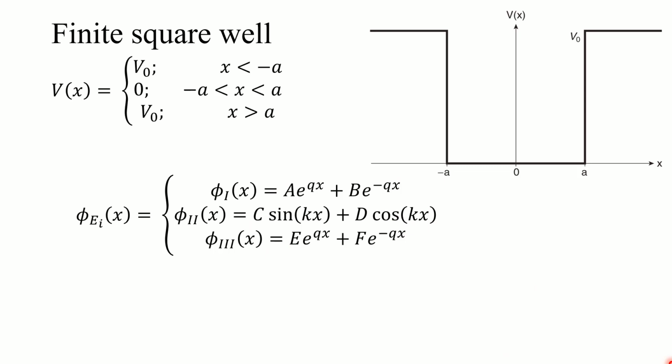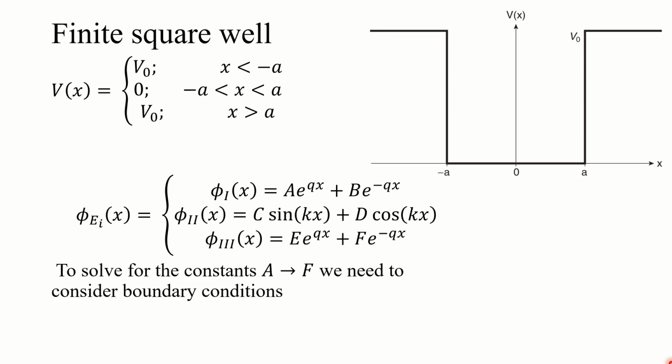To get the full solutions, we're going to need to know what those constants A, B, C, D, E, and F are. And to do that, just like we did with the infinite square well, we're going to have to look at boundary conditions. And the first one that we saw, that we used last time as well, is that the wave functions have to be continuous.